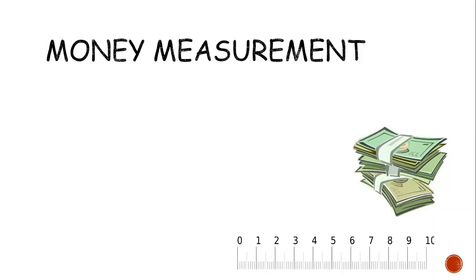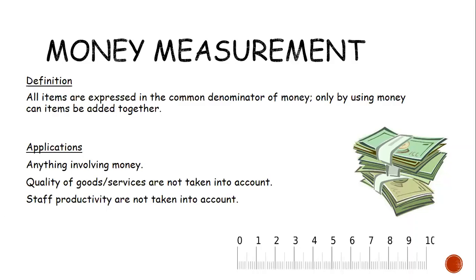Money measurement. Money measurement just means that we're only interested in anything that can be measured in money. So we don't really care about the quality of the goods or services we're making from an accountant's point of view. We don't look at how productive our staff is. All we care about as an accountant and for the financial statements is money.